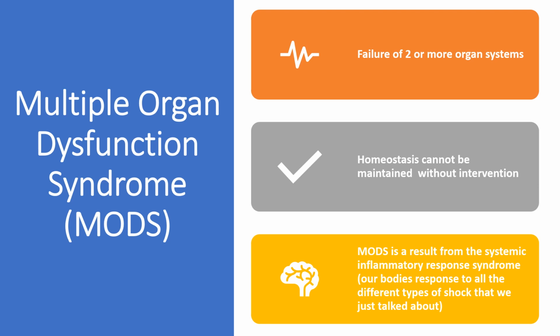So failure of 2 or more organ systems is when patients enter MODS, also known as multiple organ dysfunction syndrome. Homeostasis cannot be maintained without intervention. We've talked a lot about these interventions. So MODS is a result from systemic inflammatory response syndrome, and it's our body's response to all the different types of shock that we really just talked about. And that's really as far as I want you to get with that.